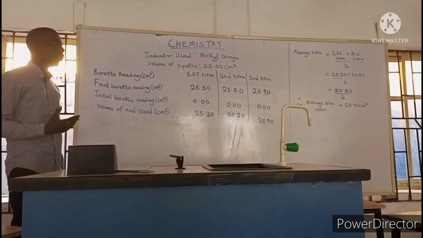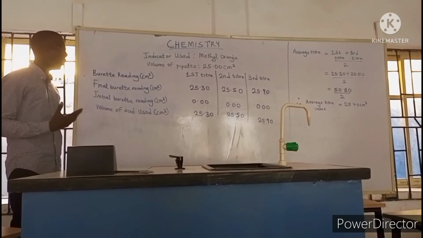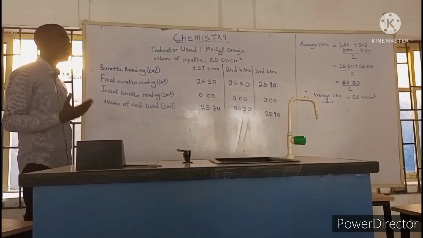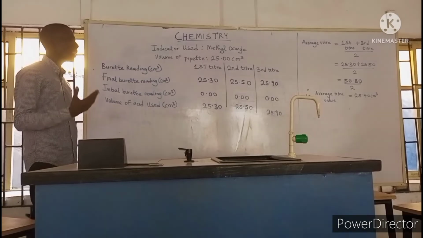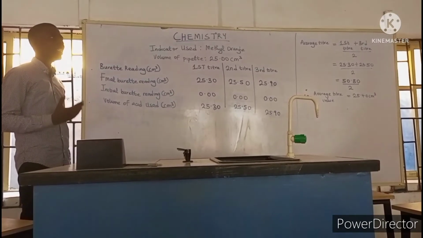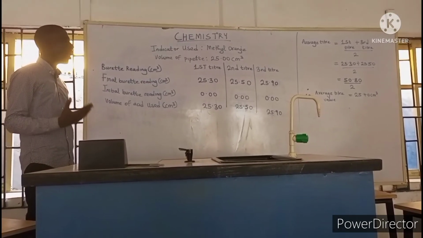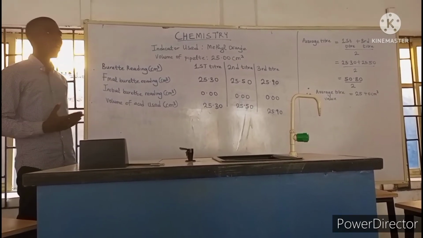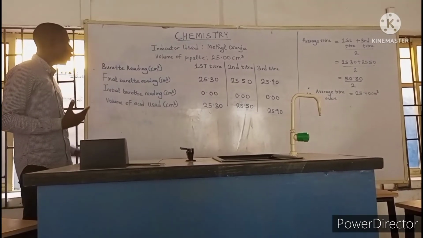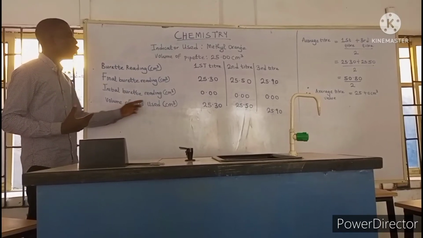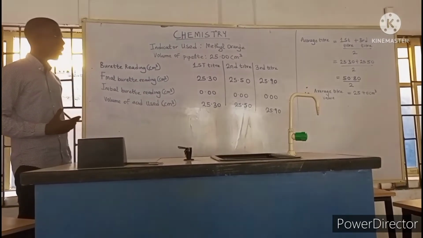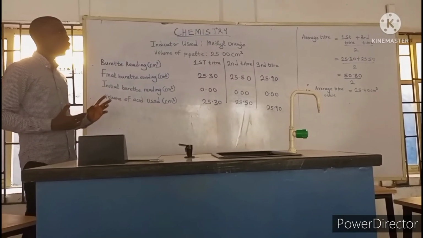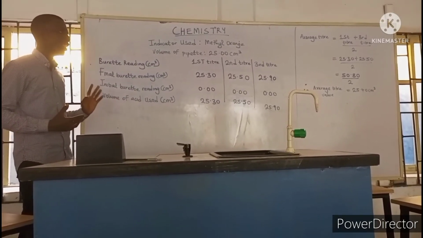Now, when drawing your table, the following must be observed. Number one, you must indicate the unit of the burette reading. Burette reading should be in centimeter cube. You must indicate the unit of the final burette reading. You must also indicate the unit of the initial burette reading. The unit of the volume of acid used should also be indicated. When reporting your experiment, all values must be in two decimal places.